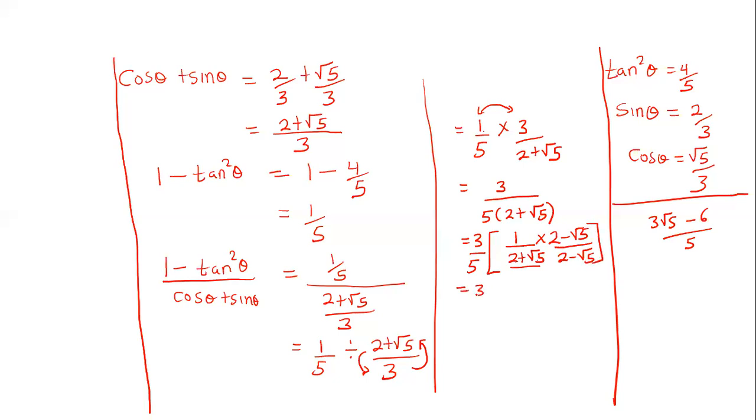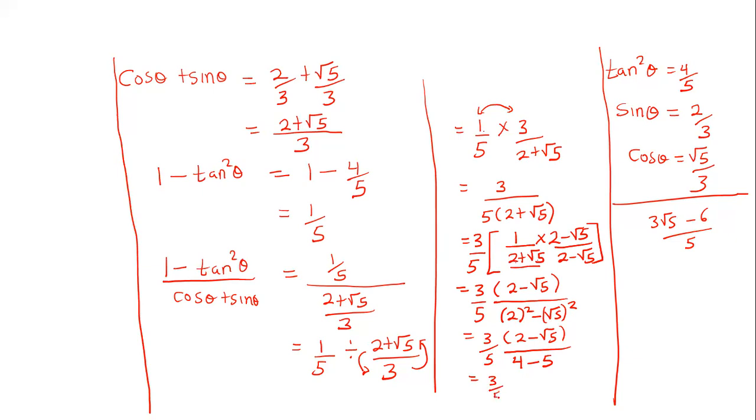So this will equal 3 out of 5 into 2 minus root of 5 out of, can I just put it in a difference of 2 squares, that this is 2 squared minus root of 5 squared. So I'll end up with 3 out of 5 into 2 minus root of 5 out of 2 squared, which is 4 minus 5. Let's hope we are on the same page. So I'll have 3 out of 5 into 2 minus root of 5 out of negative 1.